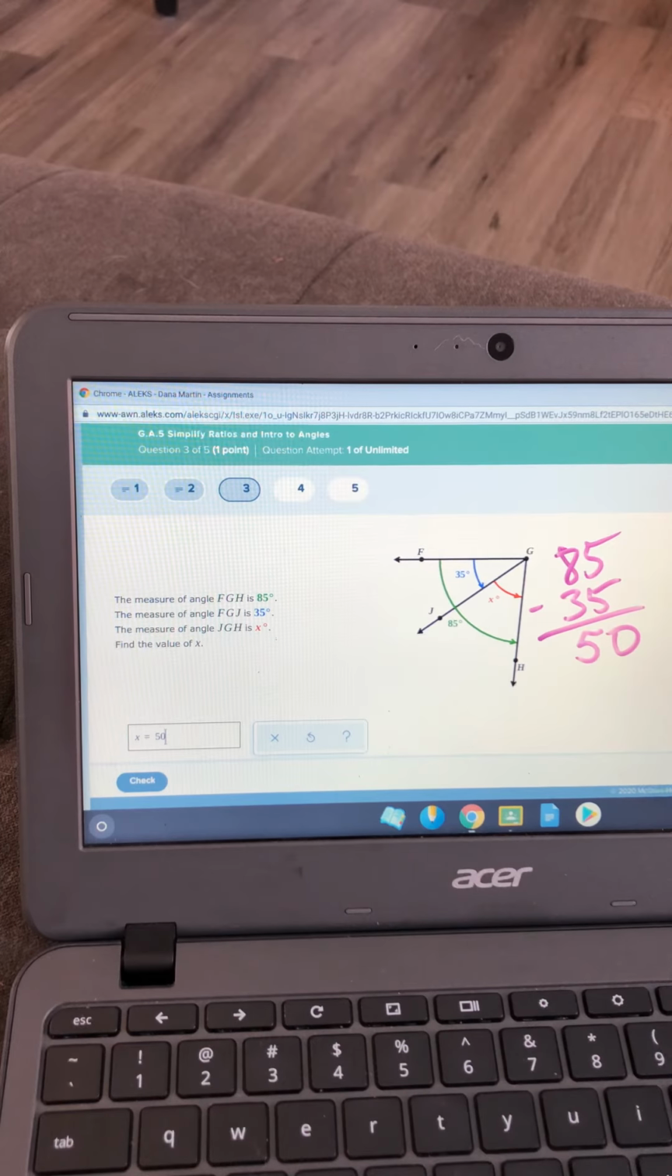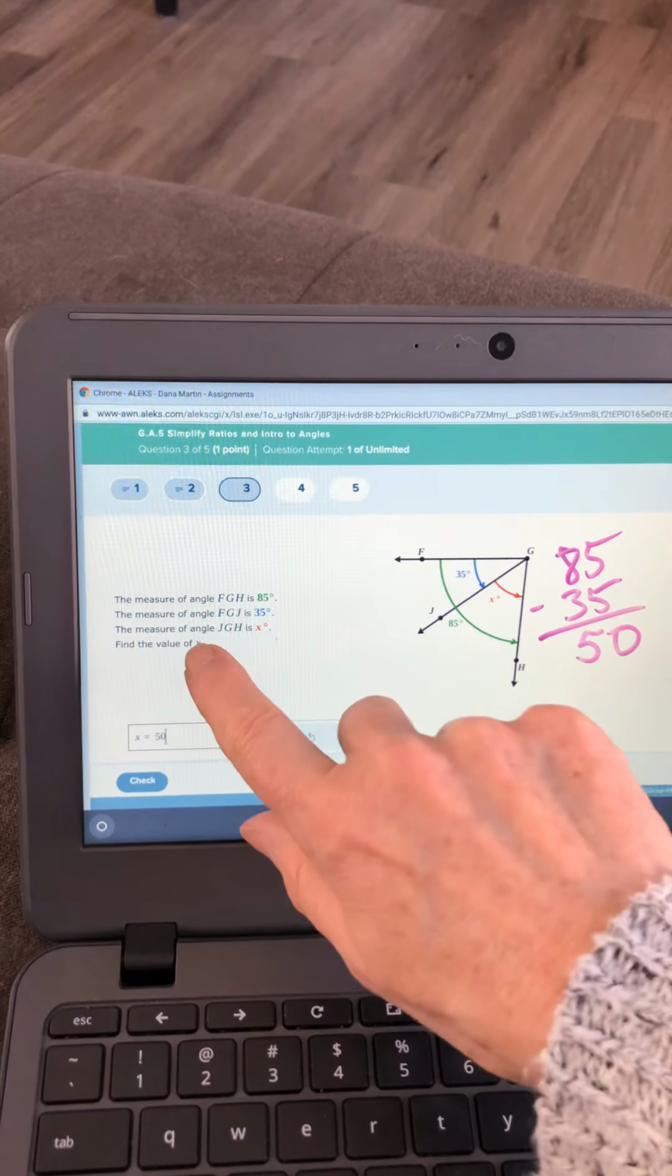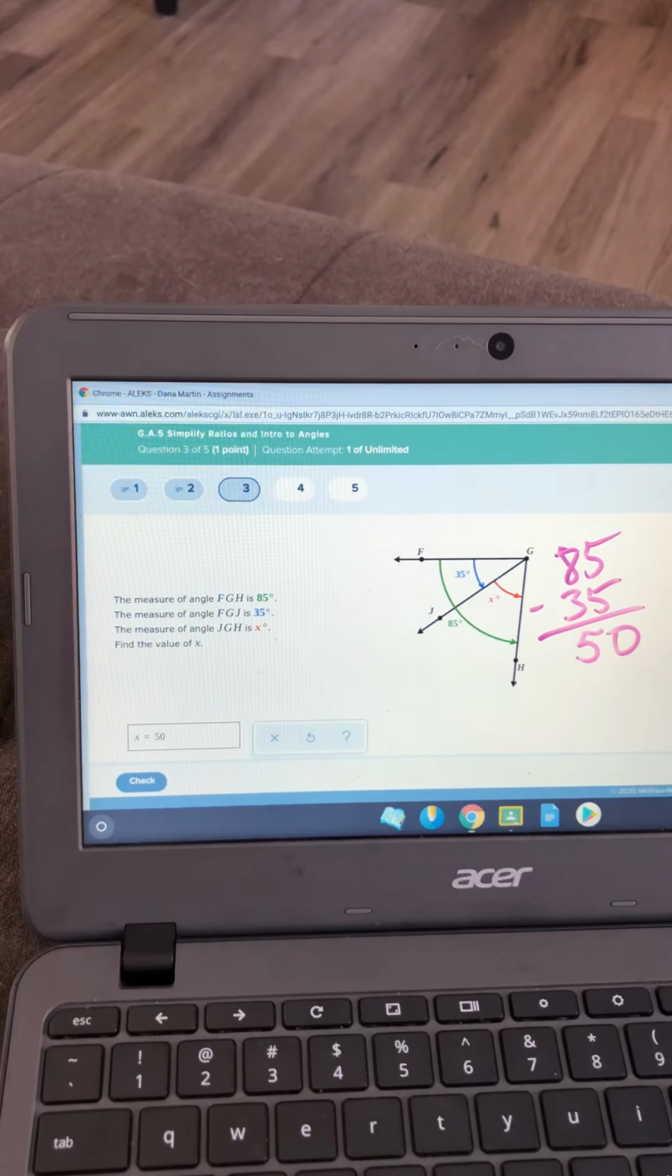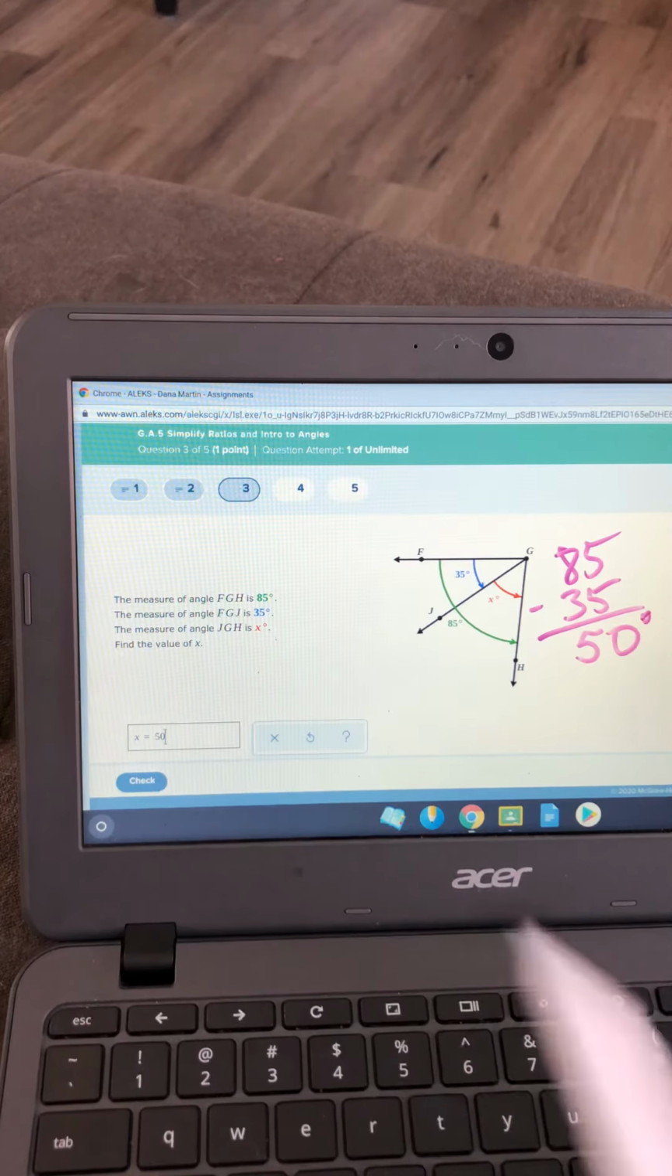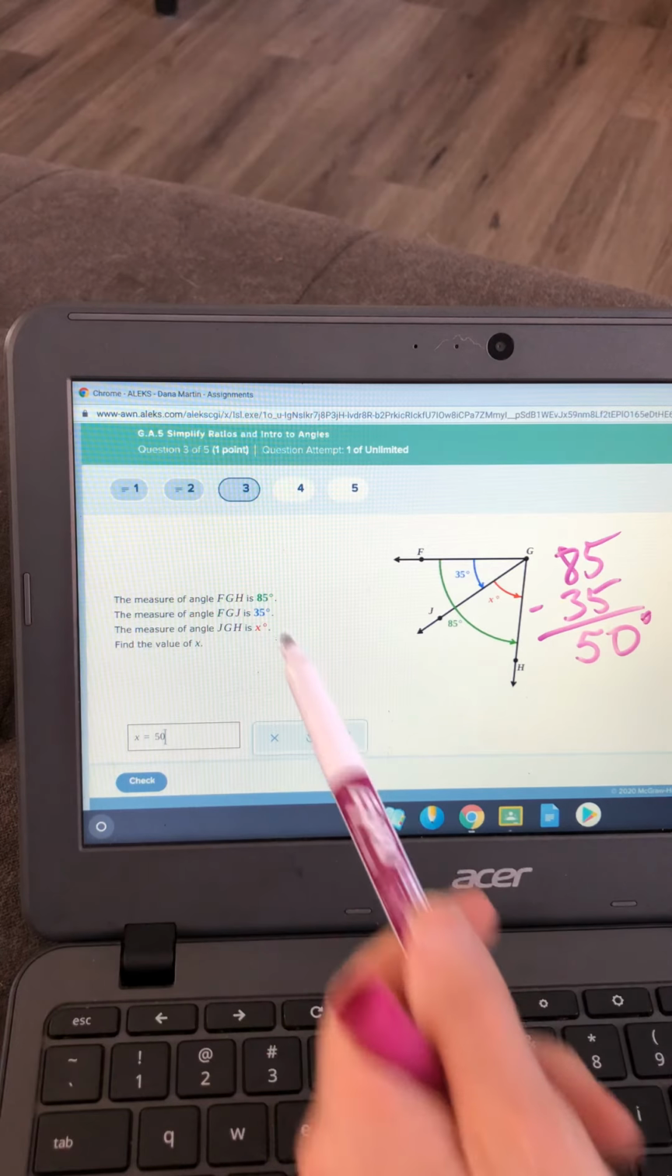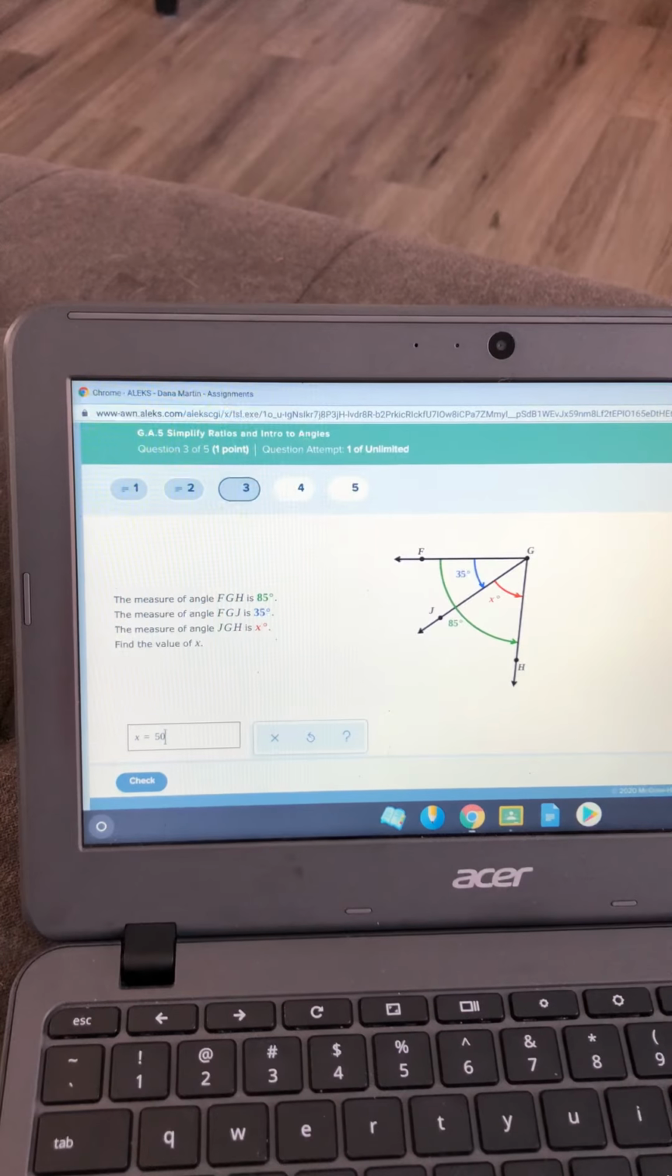And they've already put the degree. They just wanted you to find X, so I can't put degrees on that, because technically you would say my answer is 50 degrees. But since they just have X, that's all you have to give. So 50 plus 35 equals 85. We're done. That's all you have to know how to do with these.